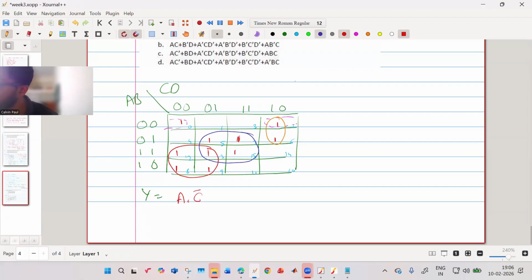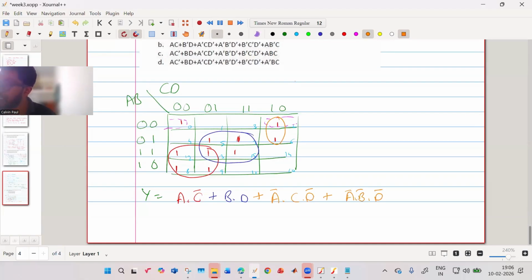Okay. For the blue one, what is it? It is B and D. For the orange one, what is it? It is A bar and C and D bar. Okay. And for the purple one, it is A bar and B bar and D bar.